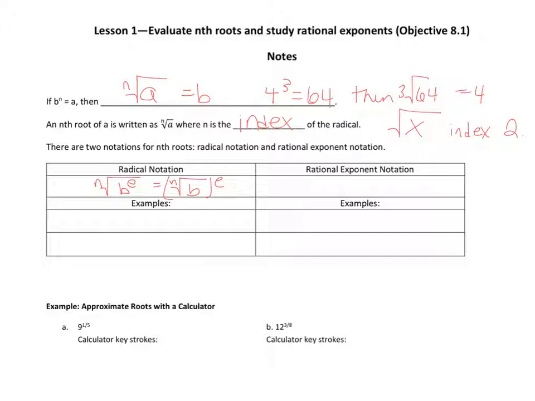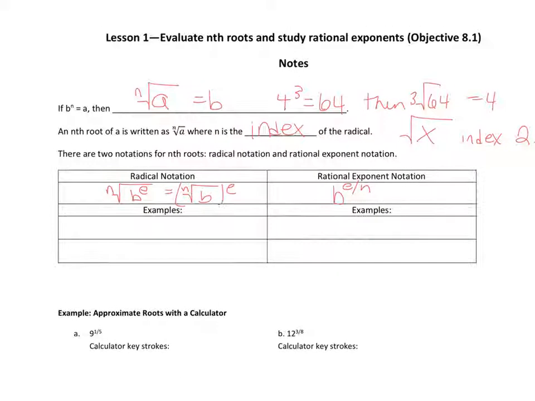To rewrite that in rational exponent notation, you take your base, which is your radicand in your radical notation, and it's always exponent over index. So if you have the fourth root of x cubed, your radicand is your base, so it'd be x to the, and your index is always going to be the bottom number of your fraction, and your power is always going to be the top, so x to the 3/4.